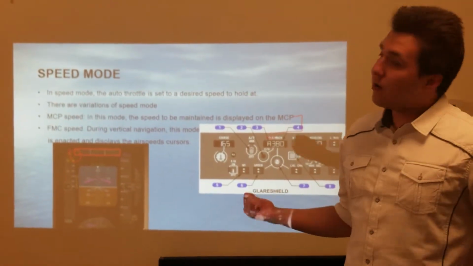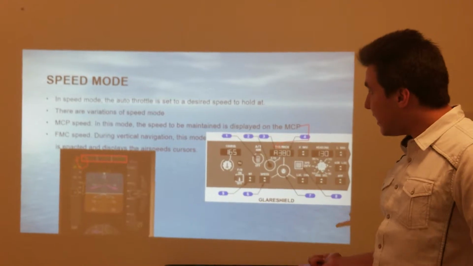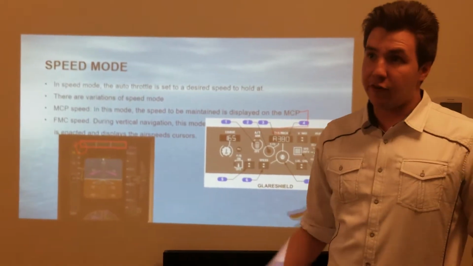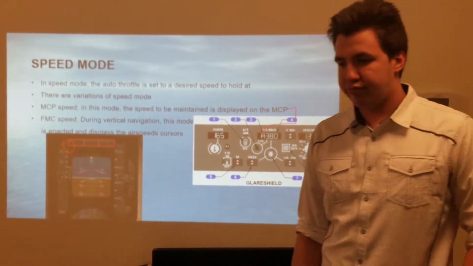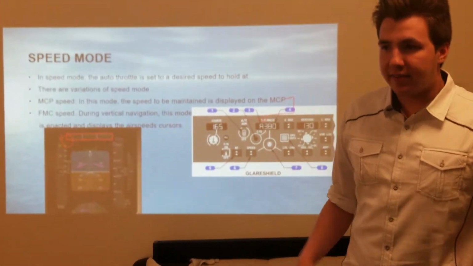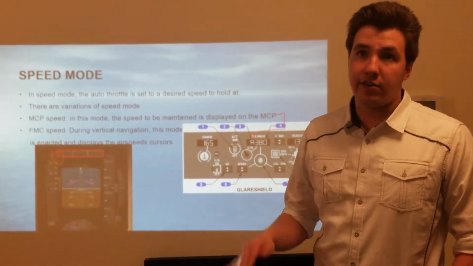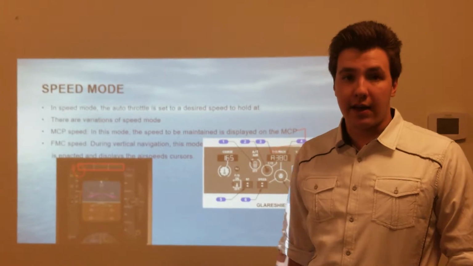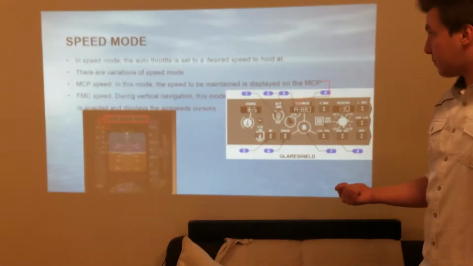Alright. The other mode, in speed mode, the auto throttle is set to a desired speed to hold at. If you're up at cruise, you wanted to maintain, I don't know, say 150 knots for whatever reason, then you could set up to 150 knots, and the auto throttle would change your configuration in order to allow you to maintain that speed depending on how your aircraft is set up. There are actually different variations of the speed mode.